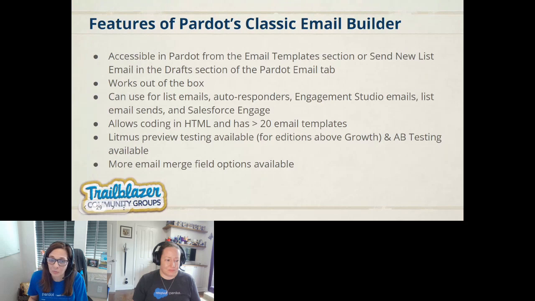It's got the Litmus preview testing available, whereas the Lightning Email Builder does not have Litmus, but you do have to have an edition above Growth. You can also A/B test in Classic. You cannot A/B test in Lightning Email Builder. And it does have more email merge fields available, at least last time I checked, but I feel like that's one of those things where they're just going to keep adding more merge fields as we go until they're at parity.